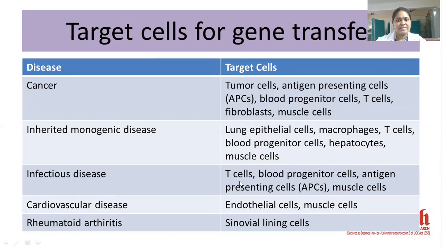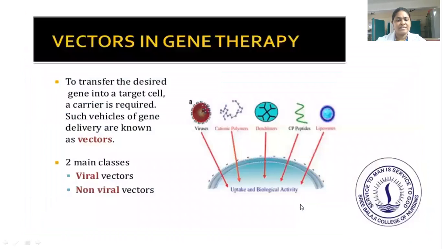Infectious disease: T cells, blood progenitor cells, antigen presenting cells and muscle cells. Cardiovascular diseases: endothelial cells and muscle cells are the target cells. In rheumatoid arthritis, synovial lining cells are the target cells.